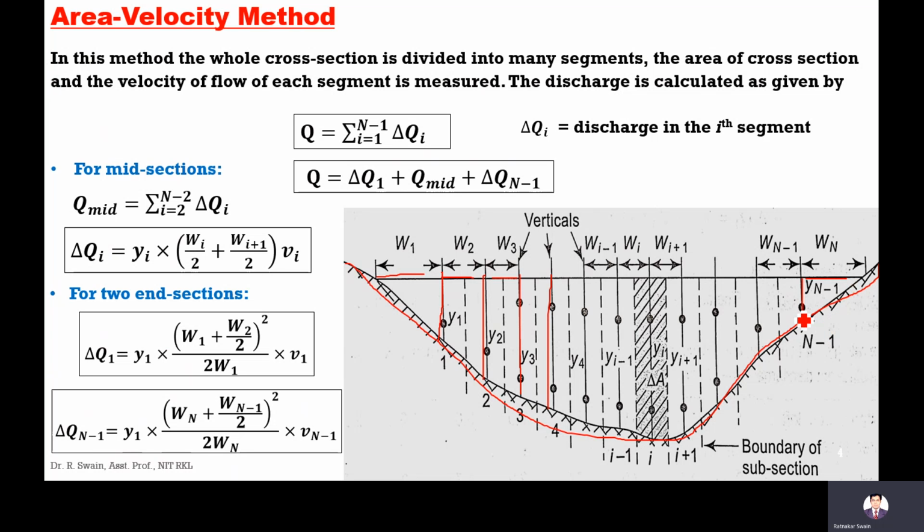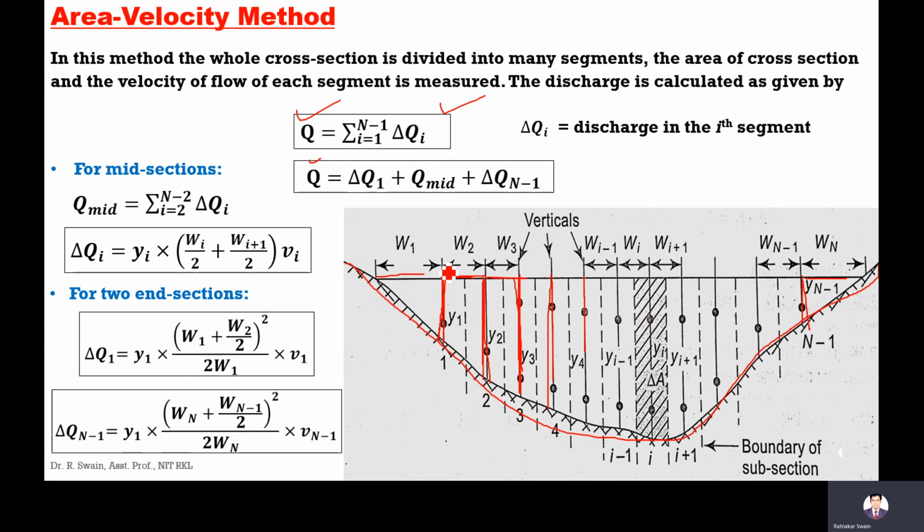The area of cross section and the velocity of each segment is measured. Then the discharge is calculated by taking the sum of the discharge of each segment. There are n-1 number of segments. Discharge will be estimated for each segment, and then the total is summed up to get the total discharge.